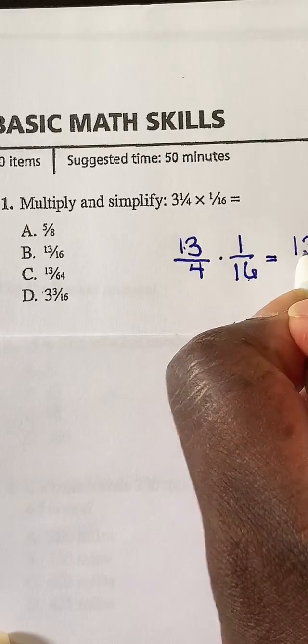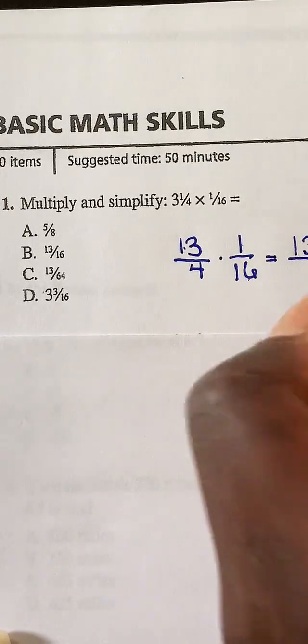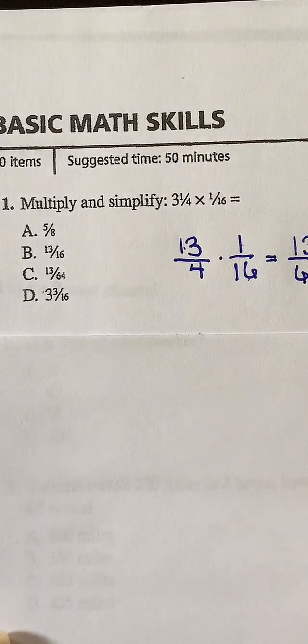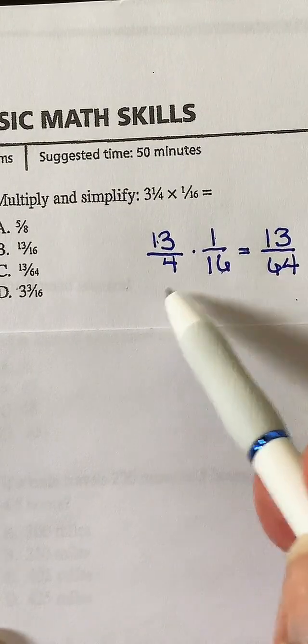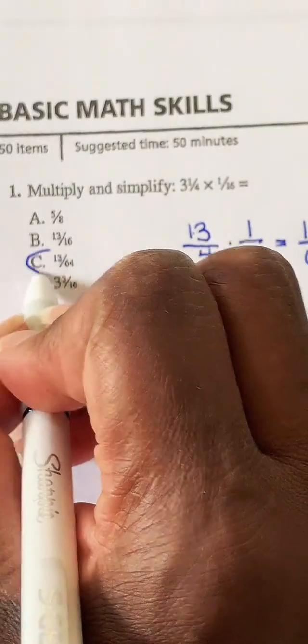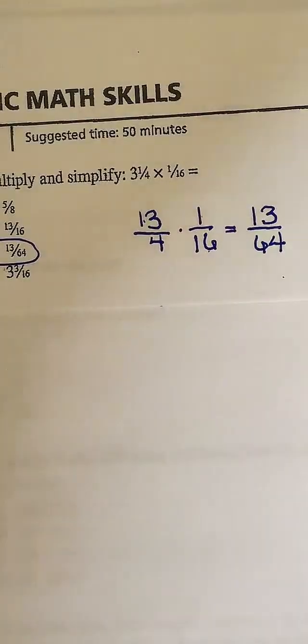So 13 times 1 gives me 13, and 4 times 16 gives me 64. Since we didn't have anything to reduce when we were cross-simplifying, that's going to be your answer. So your answer choice is C. All right, good job for those that got that one.